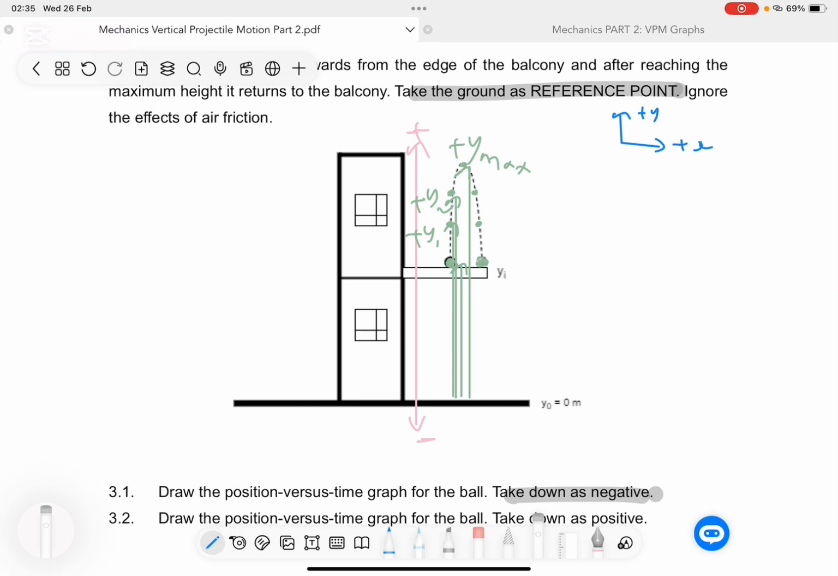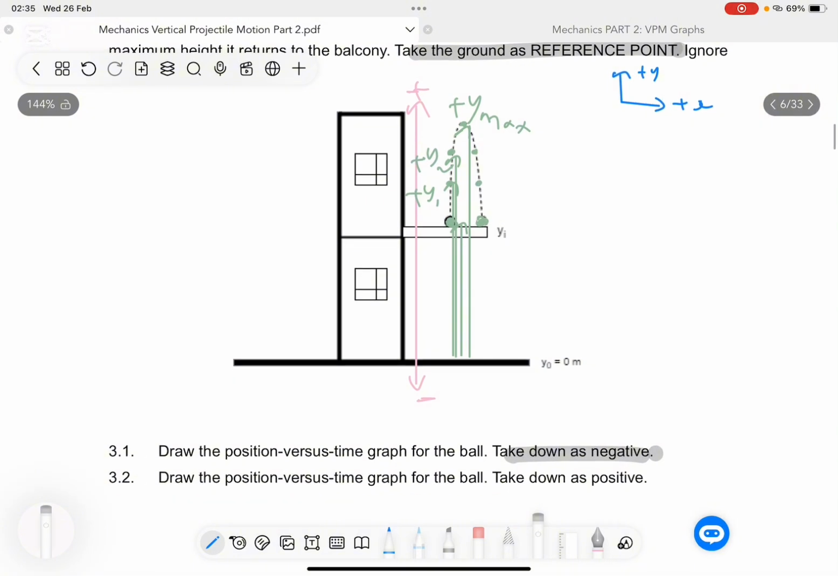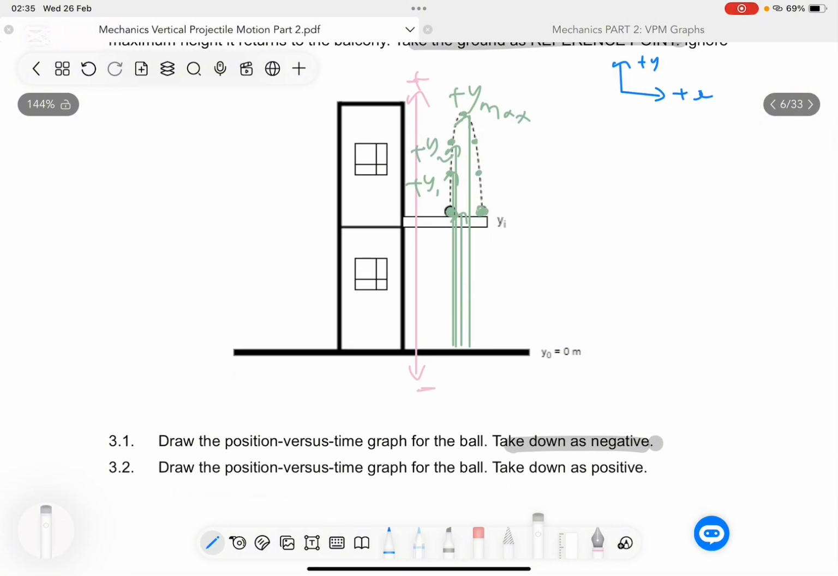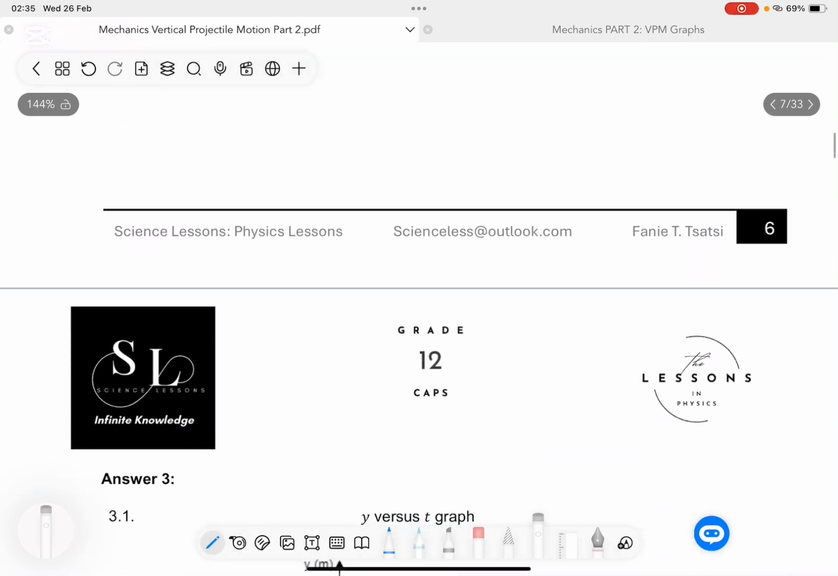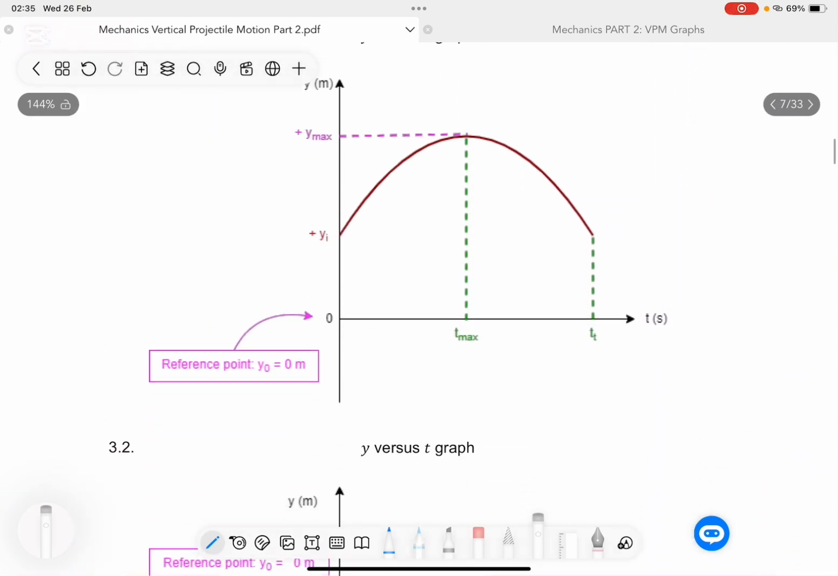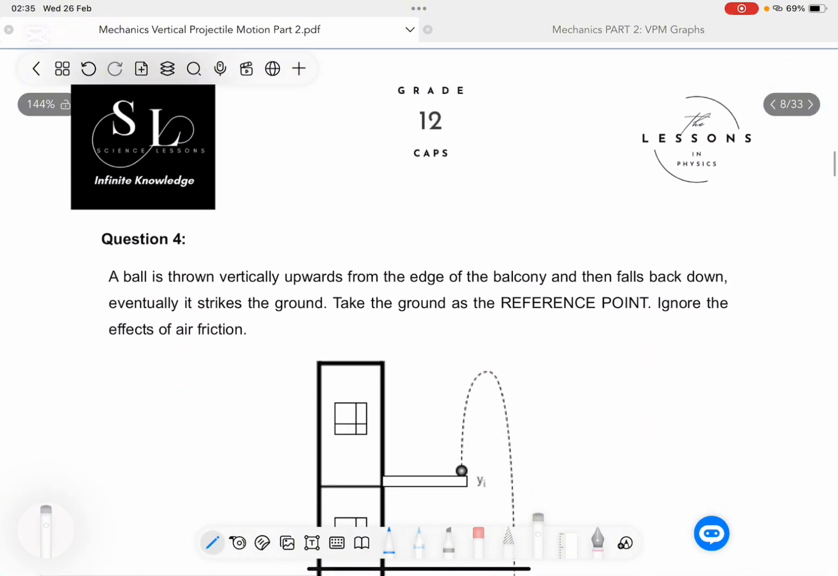I am going to challenge you again that you do 3.2 on your own and see if you are able to use this method and draw the correct graph. And the answers are on the study guide as well. If you download the study guide, you should be able to compare your answer and the answers that are on the study guide.